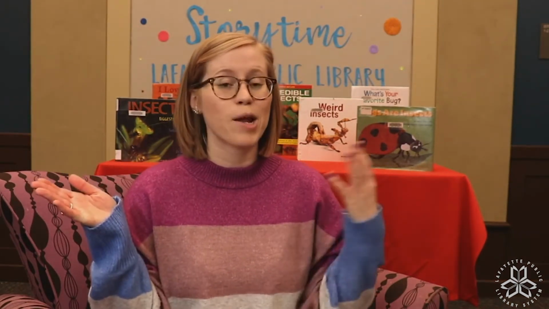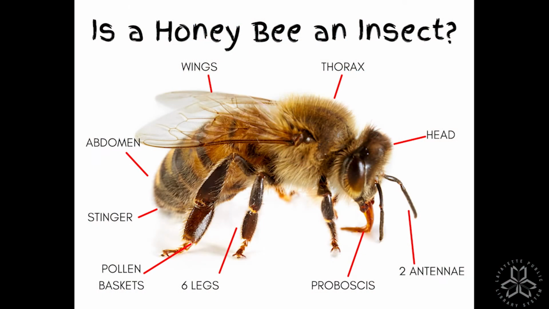Okay, so now that you know the difference between an insect and a bug, I want you to help me determine, is a honeybee an insect or a bug? So let's look at this diagram of a honeybee. The first thing we're going to look for are those 3 distinct body parts that every insect should have: head, thorax, and abdomen. Let's see.